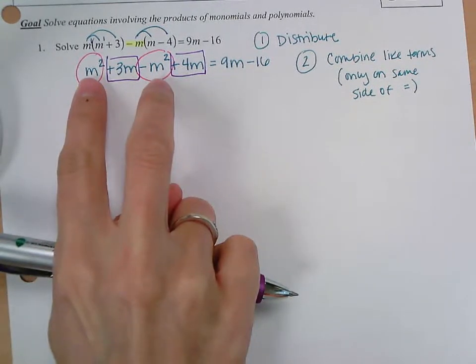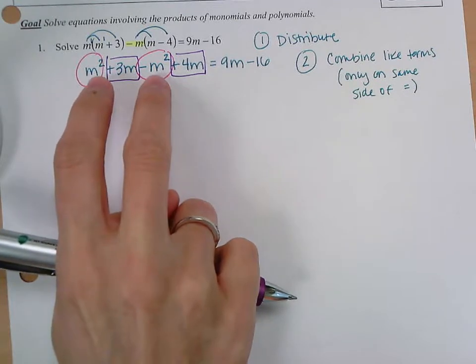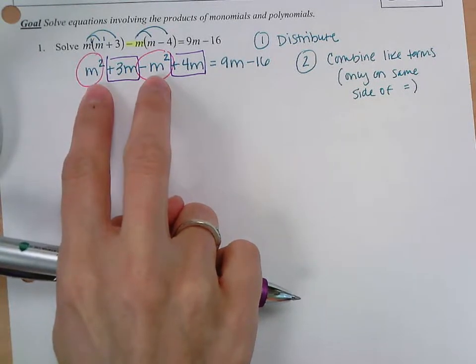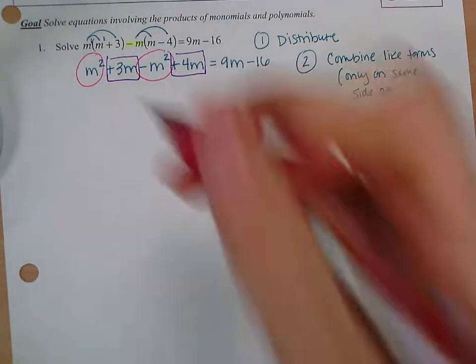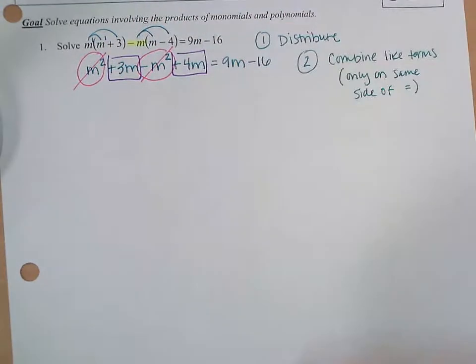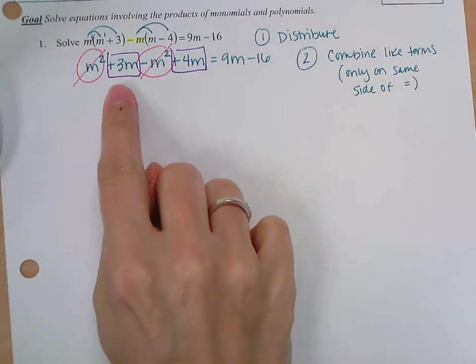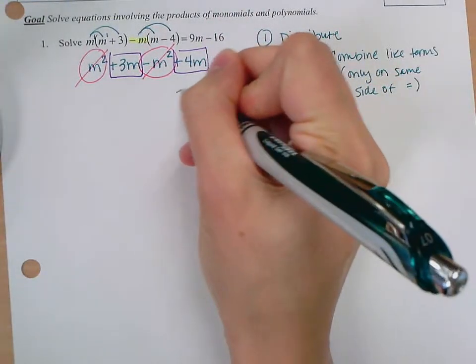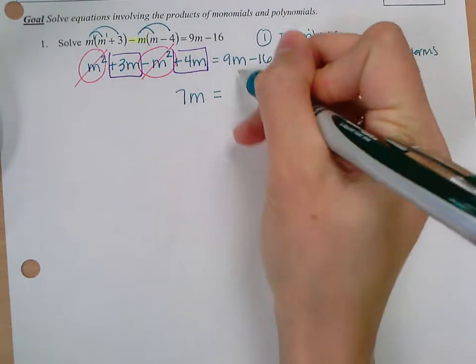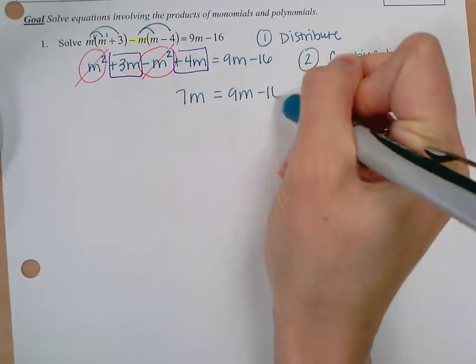What do I get if I combine m squared and a negative m squared? Yep, 0. That's like a 1m squared and a negative 1. So these cancel each other out. It is 0. You don't have to write the 0. So they cancel out. They're gone. And then 3m plus 4m is 7m. So I have 7m is equal to 9m minus 16.